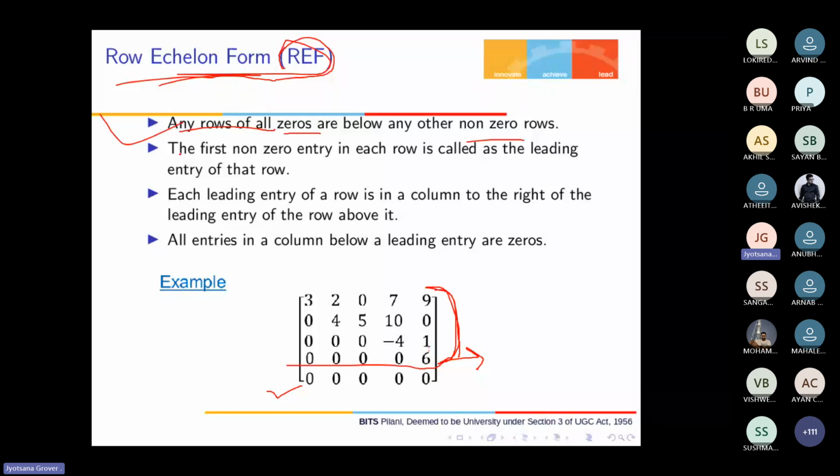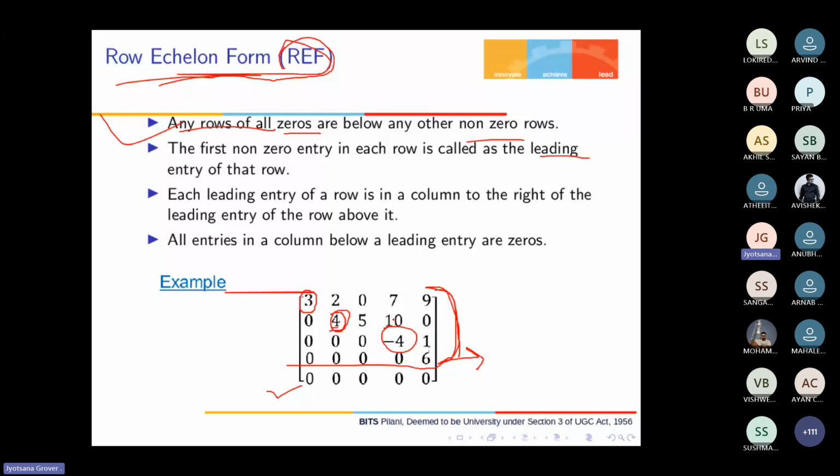The second point is the first non-zero entry in each row is called a leading entry. For example, here the leading entry of this row is 3 because it's the first non-zero entry of the first row. Now come to the leading entry of row 2. The leading entry of row 2 is the first non-zero entry of row 2, which is 4. So this is the leading entry. Similarly, for row 3, the leading entry is this -4, which is the first non-zero entry of row 3, and so on.